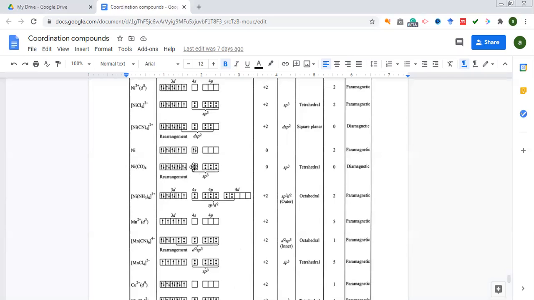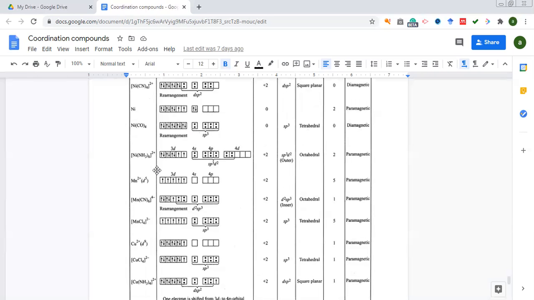So how many vacant orbitals do we require? 4. One is s and 3 from p. And what is the hybridization? sp3 hybridization. Then what is the shape? Tetrahedral. How many unpaired electrons does it have? 0. So what is the nature? Diamagnetic.